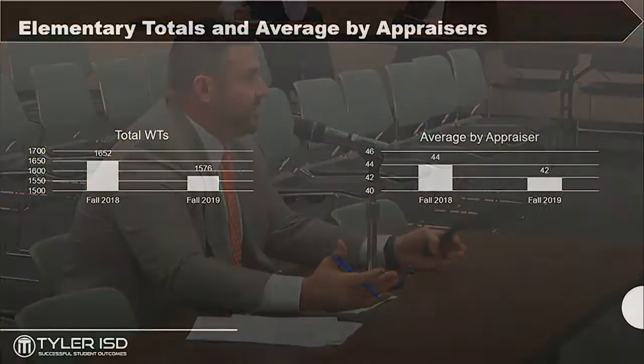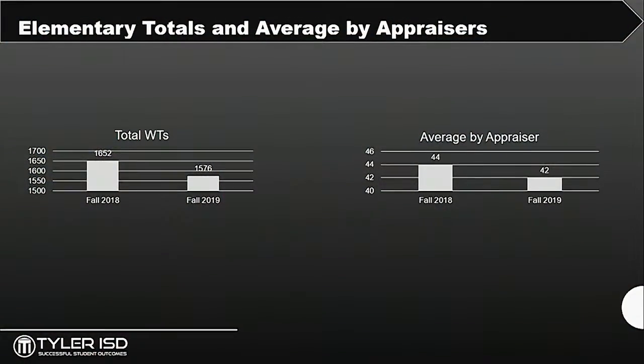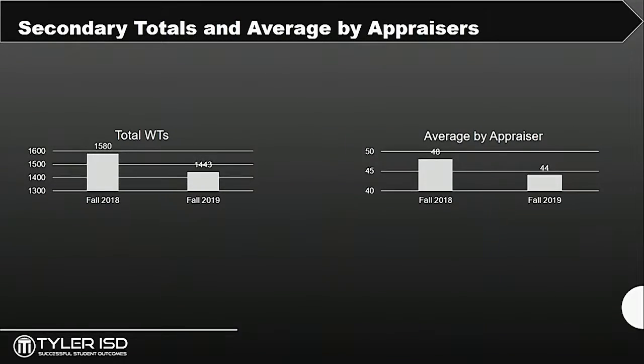All right, so a little bit about walkthrough numbers. Total walkthroughs so far this fall, and this is only the fall semester, so it's not up to date. It is only for the first semester. But at the elementary level, 1,576 walkthroughs, and so that's about 42 per appraiser. Okay, so a little bit down from last year. Similar with the secondary totals.